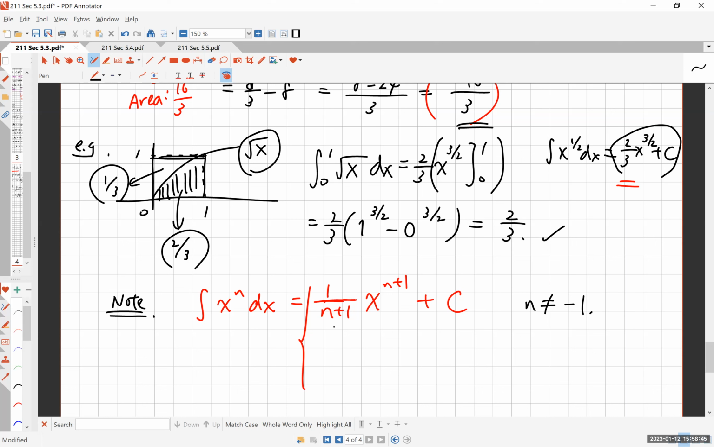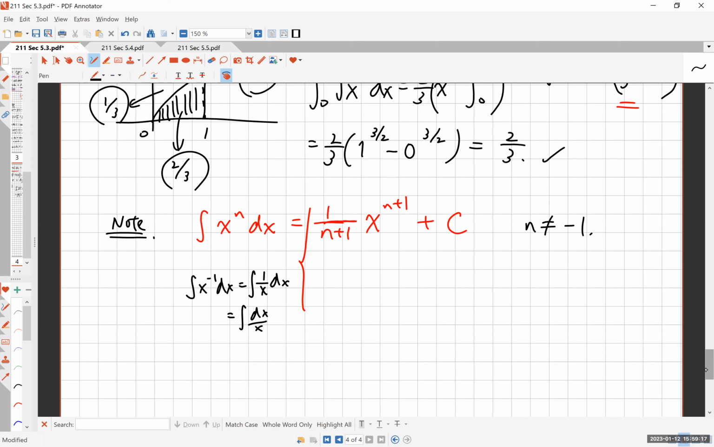So what happens when n is -1? You have this, which is basically saying it's the integral of 1 over x dx. Or sometimes you write it this way. Okay, but we have seen that too, I think, right? Yeah, we saw it, okay? We do know a function whose derivative is 1 over x. What was it? Yeah, that was the natural log.